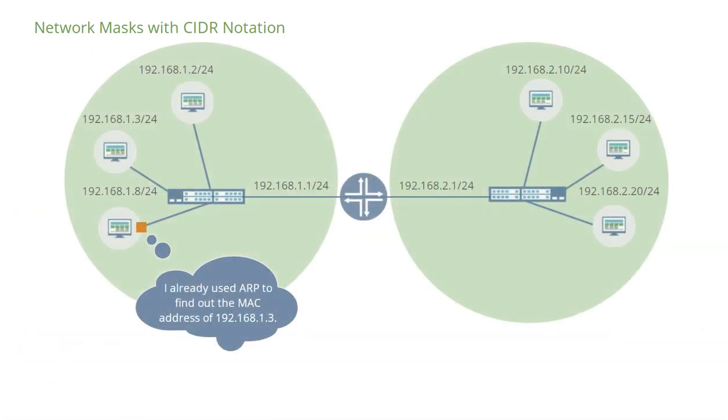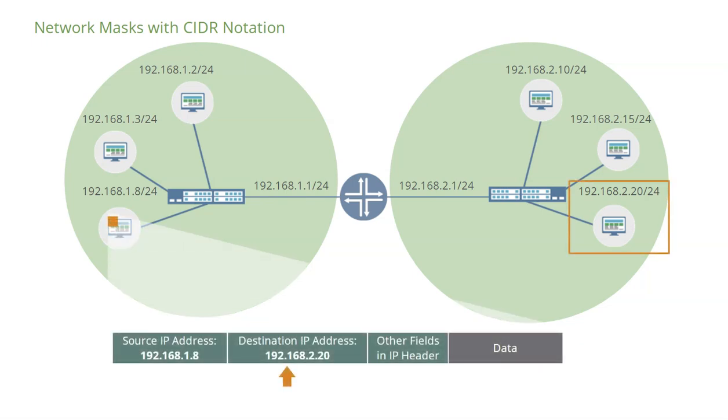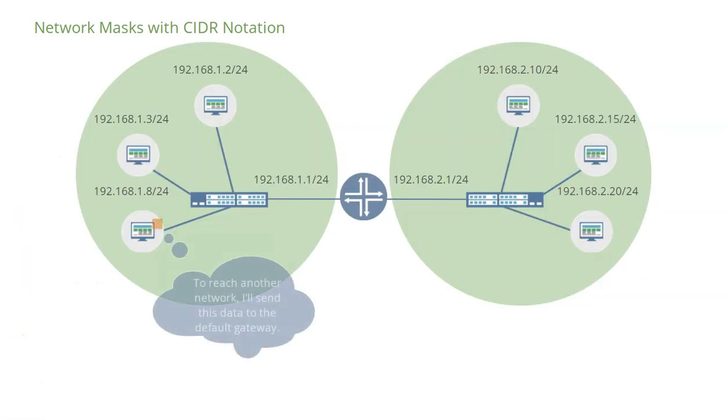After the PC determines the destination PC's MAC address using ARP, it encapsulates the packet into a frame and sends the data to the destination. Let's take a look at another example. Here, the same PC wants to send data to 192.168.2.20. Once again, the sending PC applies the configuration network mask to the destination IP address. This time, however, the network number is not the same. Because the PCs are not on the same network, the PC sends the data to the default gateway for further processing.